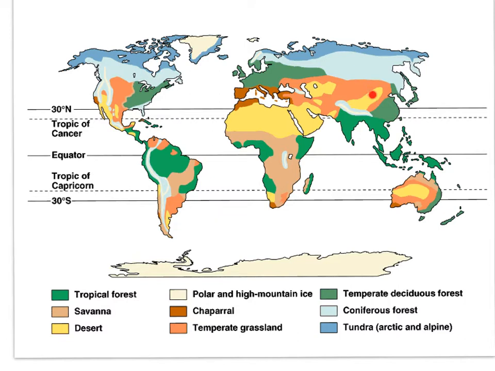Deserts such as the Gobi in China and the Great Basin Desert in the United States are formed by their geographic position in the rain shadow of the mountains. The Gobi is in the rain shadow of the Himalayas, and the Great Basin Desert here is in the rain shadow of the Sierra Nevada mountains.